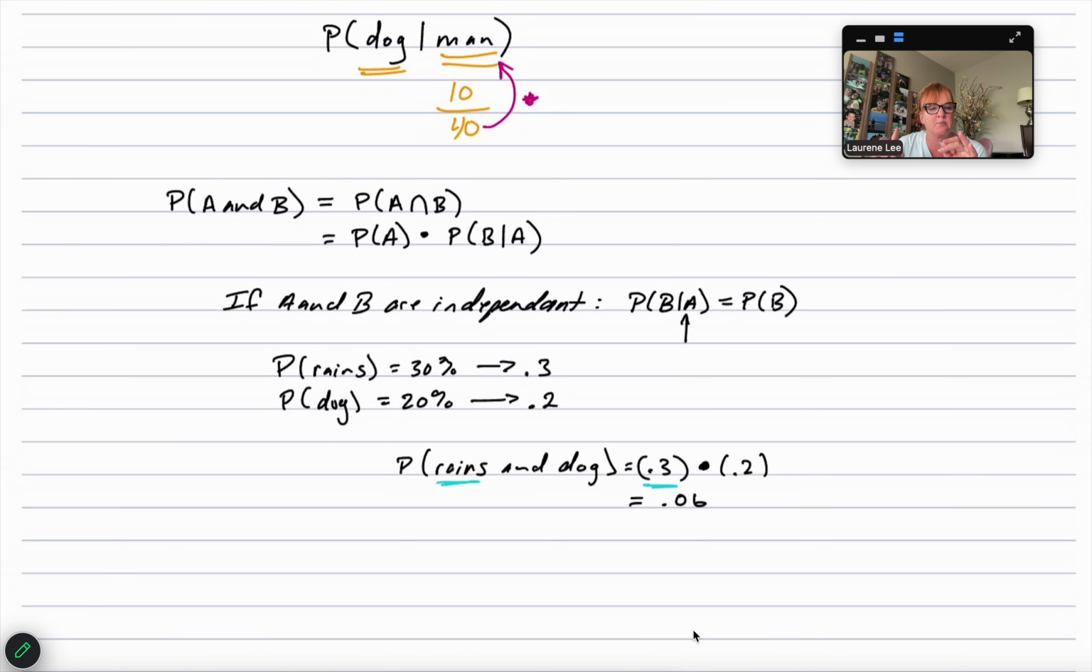Now think about this number. This is a 6% chance that both of these things happen. That makes sense, right? Because look at the percentages. It's only a 30% chance that it rains, and it's a 20% chance that I select a dog owner. Those are both pretty low. And if I have to have both of them happening, the more things that you have to have happen in a row, the less likely it is to happen.